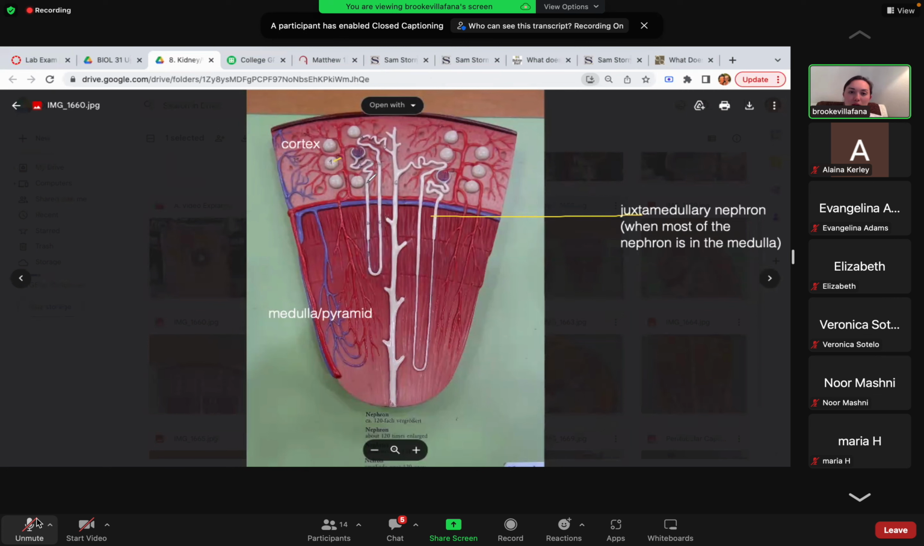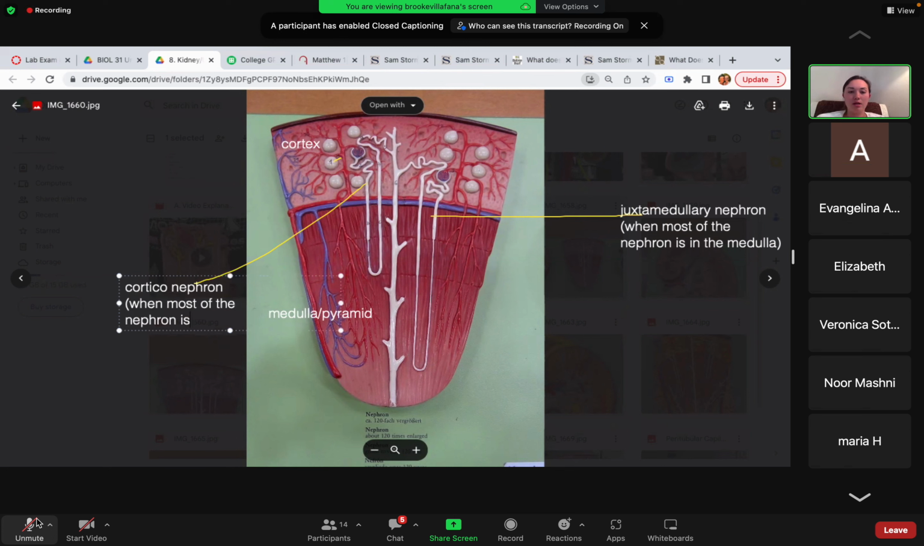Versus on this side, this nephron is called a corticonephron. And a corticonephron is when most of the nephron, this is important to know for the test, is in the cortex. So this is something you want to know for the lab and the lecture. Technically, the lecture definition is very similar. It's almost the same. All right, so cortico and juxtamedullary, so you would test on those on the actual exam.